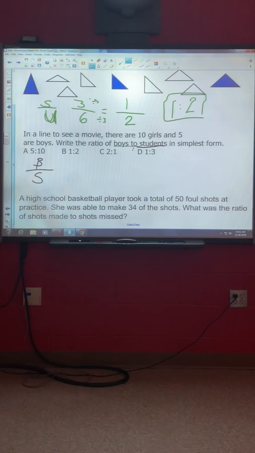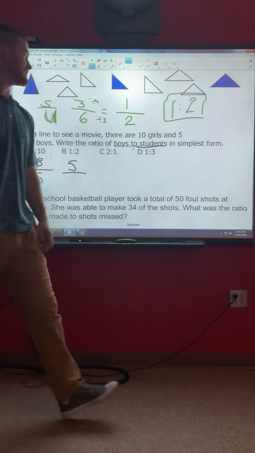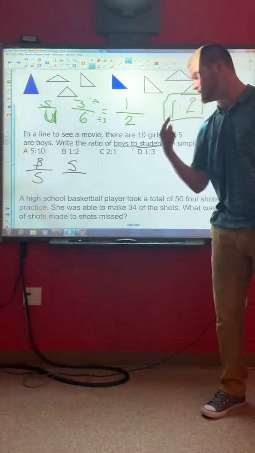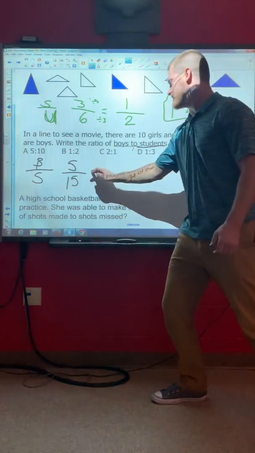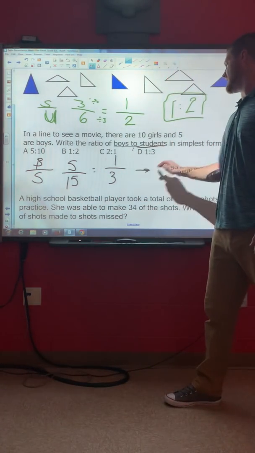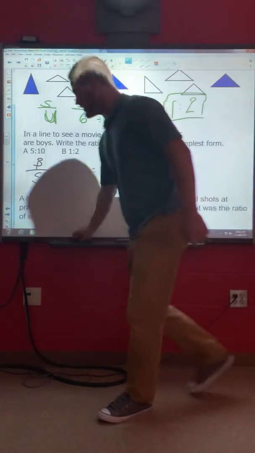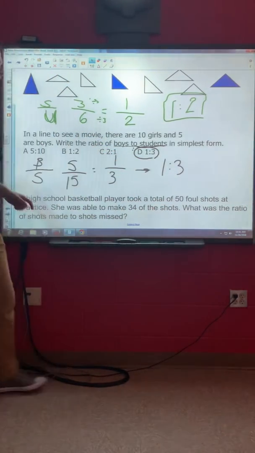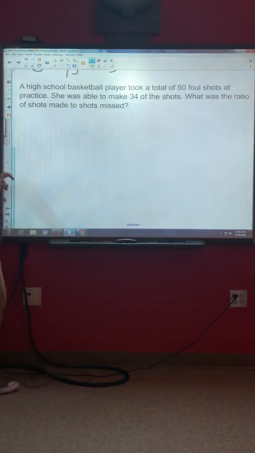Remember, the order matters. So how many boys? Well, 5 of them are boys. So the total number of students. So it's not 5 over 10. If there are 10 girls and 5 boys, how many total students? That would be 15. If you type this in your calculator, 5 ABC 15, you will get 1 over 3, aka 1 to 3. The answer would be D there, which means at this rate, if you had 3 students, only 1 of them would be a boy.